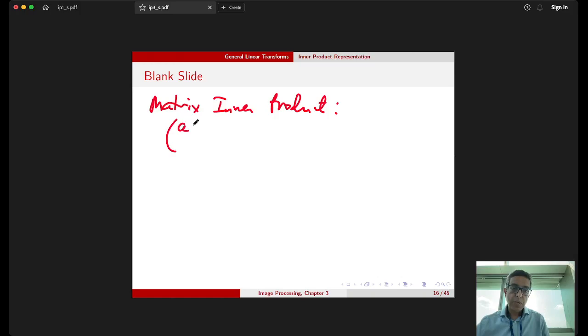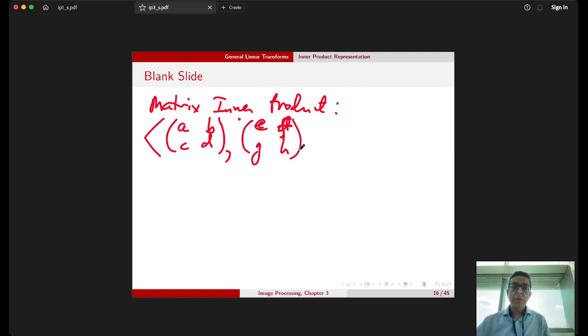So we have, let's use the same two: A, B, C, D, and if we do this, let's put a comma there, ignore that dot, and we have E, F, G, H. I think that's what I used. So E, F, G, H, so that in a matrix inner product gives us a scalar value, and that scalar value is going to be AE plus BF plus CG plus DH.